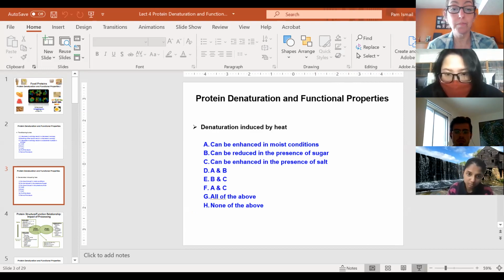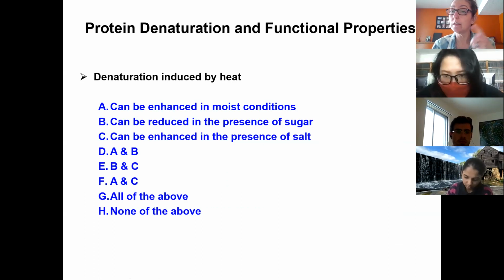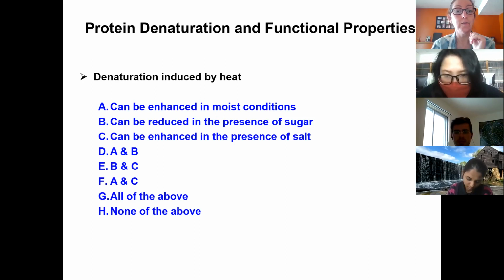Okay, so can be enhanced in moist conditions. That is correct. So when the moisture content is higher, the denaturation temperature is lower, and we'll talk about that later. I'll show you in the figure later on. So water enhances denaturation of the protein.